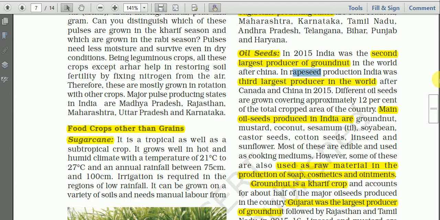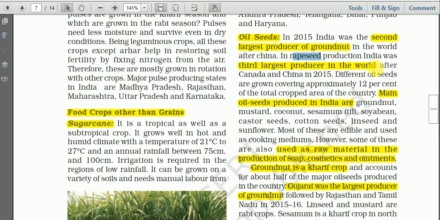Rapeseed actually looks like mustard. It is also a yellow flowering plant, and it is used for oil seeds. However, the leaf of the rapeseed is smaller than the mustard that we eat here.